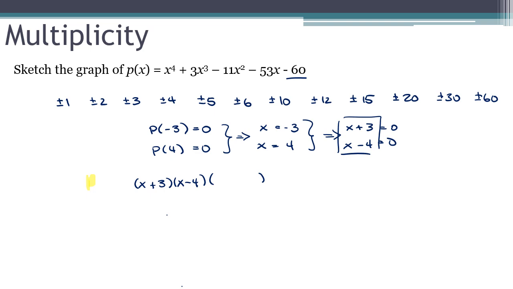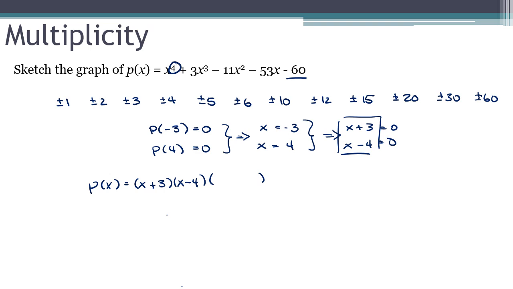There's going to need to be some quadratic there that brings this up to 4th degree, the original degree here. Okay, so how can we find that? Well, we're out of rational roots. So our only recourse here is going to be long division or synthetic division, if you prefer.